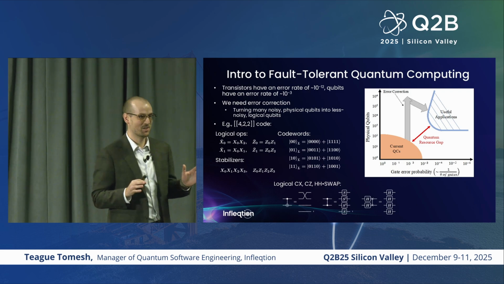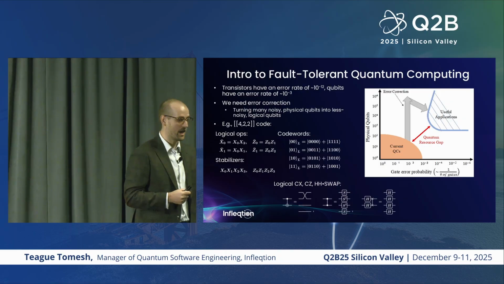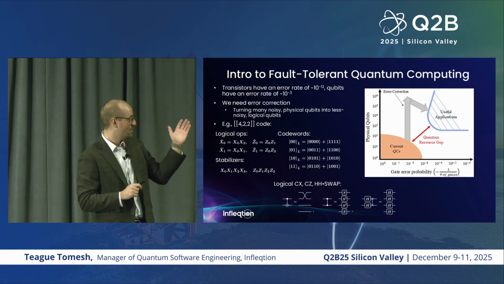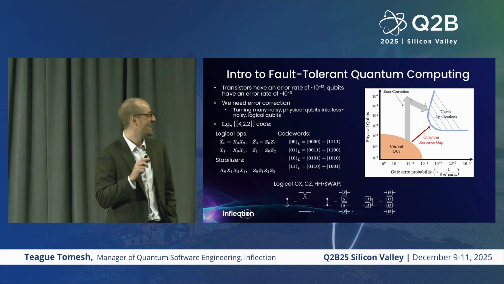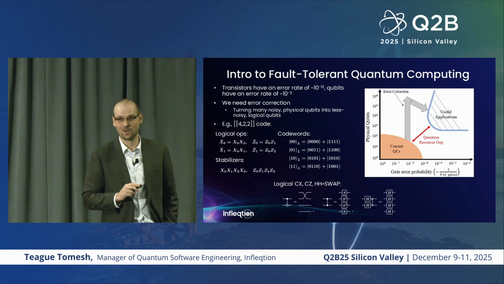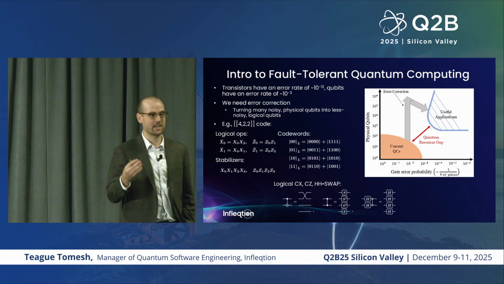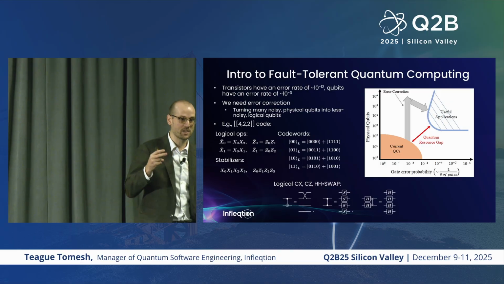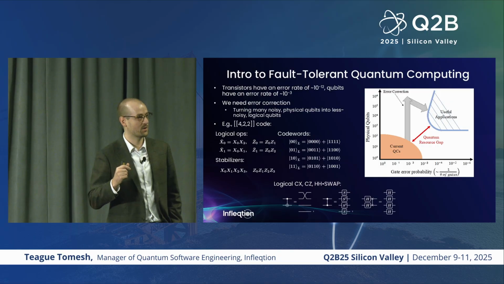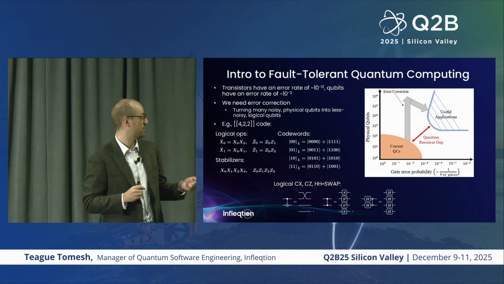To set the stage of the challenge that we face here, classical transistors have an error rate barely even measurable, almost 10 to the minus 12. On the other hand, qubits have an error rate orders of magnitude larger, right? So we hear about fidelities of 99.9% or so. That's orders of magnitude noisier than transistors. So how do we expect to scale up these quantum computers to meaningfully large sizes so that they can run useful applications?